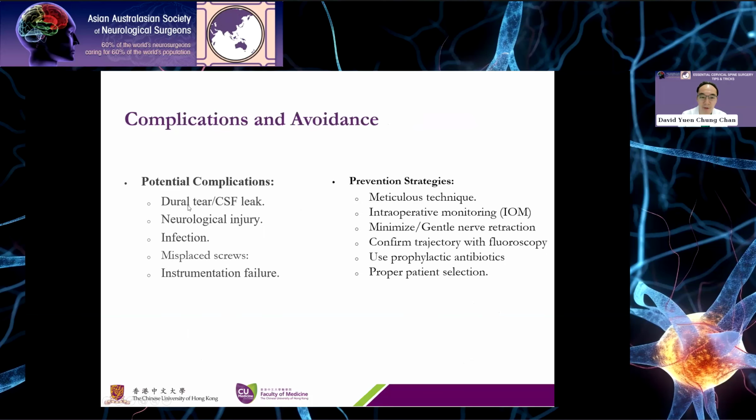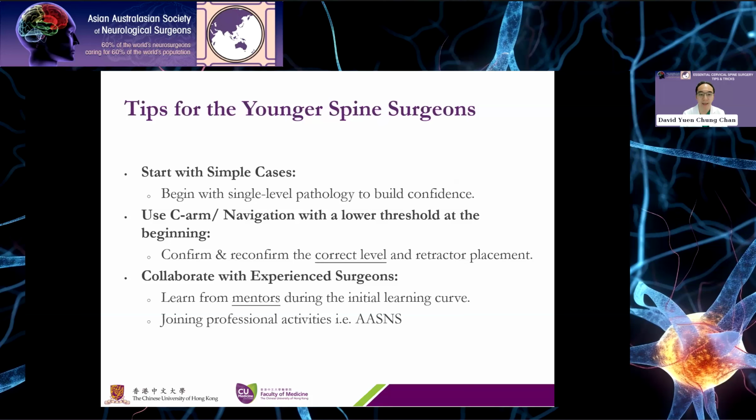So the tips for younger, newer generation spine surgeons is to start with simple cases, start with single level pathology to build up confidence, and use C-arm X-ray fluoroscopy with a lower threshold at the beginning so that you always confirm and reconfirm the correct vertebral spinal level and the placement of your retractors, MIS tubes, or your endoscope, okay? And collaborate with experienced surgeons, learn from mentors at the initial learning curve, and join professional activities like the AASNS here.